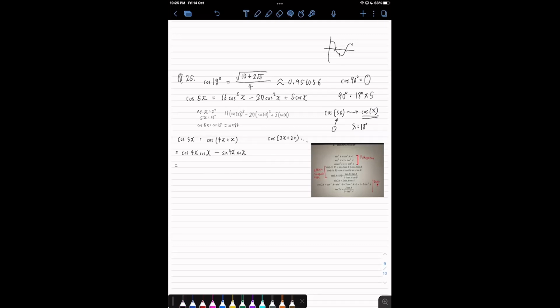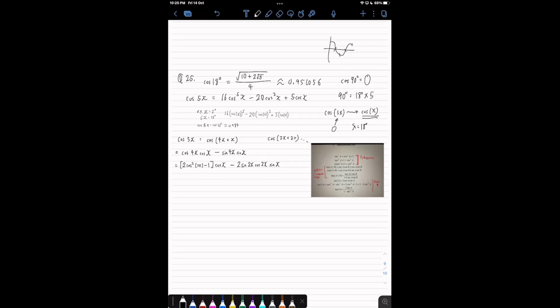Now, cosine 4x and sine 4x, that's not what we want. We want 1x. So how about we rewrite 4x as 2 times 2x? It's double of 2x. So we can substitute cosine 4x with 2 cosine squared 2x minus 1, and then times cosine x. How about sine 4x? You can also treat it as a double angle, so 2 sine 2x cosine 2x, times sine x. Clear so far? Very good.